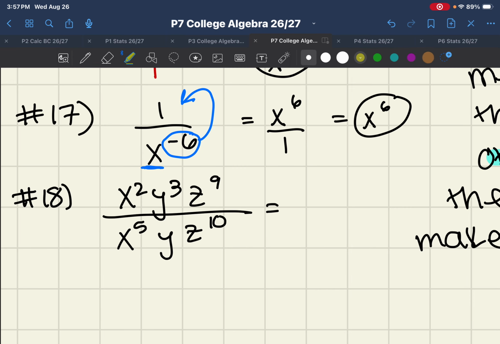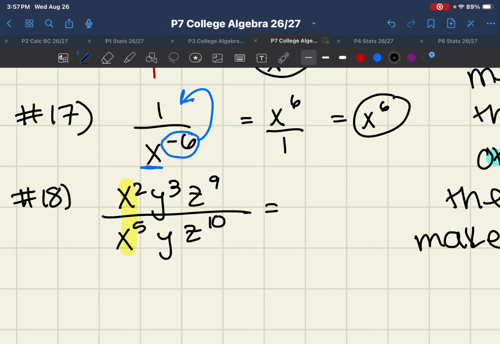Okay, so let's start with just the x's. This is x squared divided by x to the 5th. Okay, 2 minus 5 is negative 3. Well, I don't want it to be negative, so I'm just going to keep it on the bottom. Okay, x cubed.